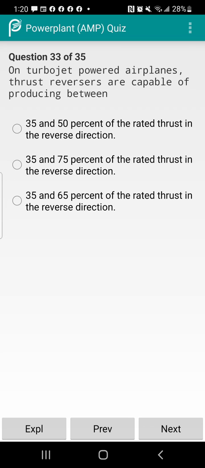On turbojet powered airplanes, thrust reversers are capable of producing 35 to 50% of the related thrust in the reverse direction.